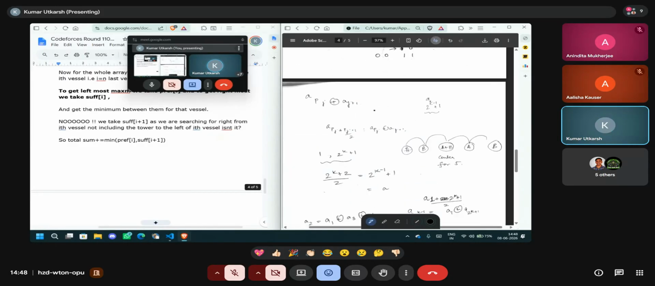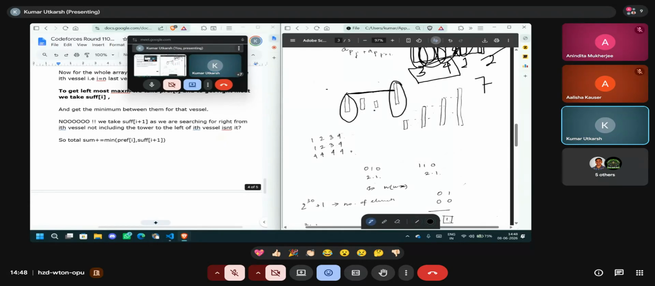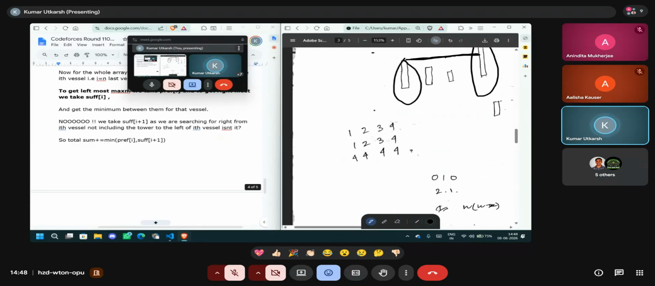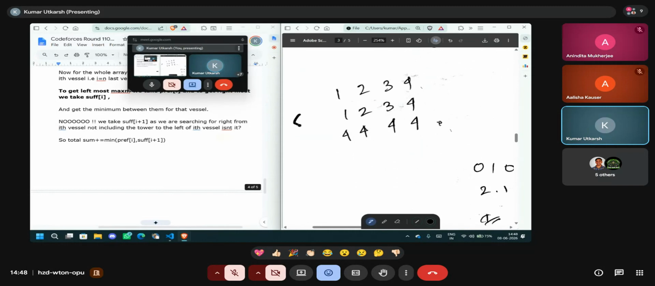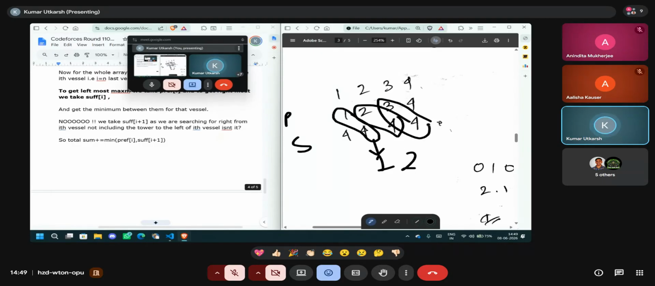So let's see what the case was. For 1, 2, 3, 4, the left maximum is the prefix, right? And this is the suffix. It goes like this. So what is the minimum between them? It's 1. The minimum between them is 2. And the minimum between them is 3. And we have our total sum 6.